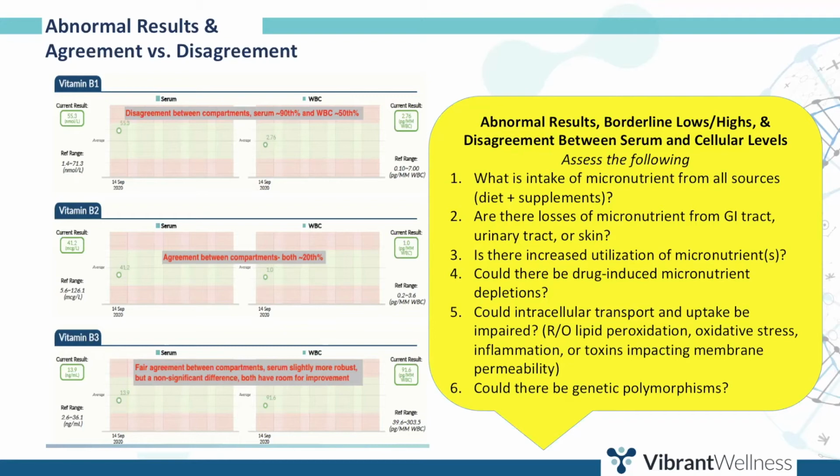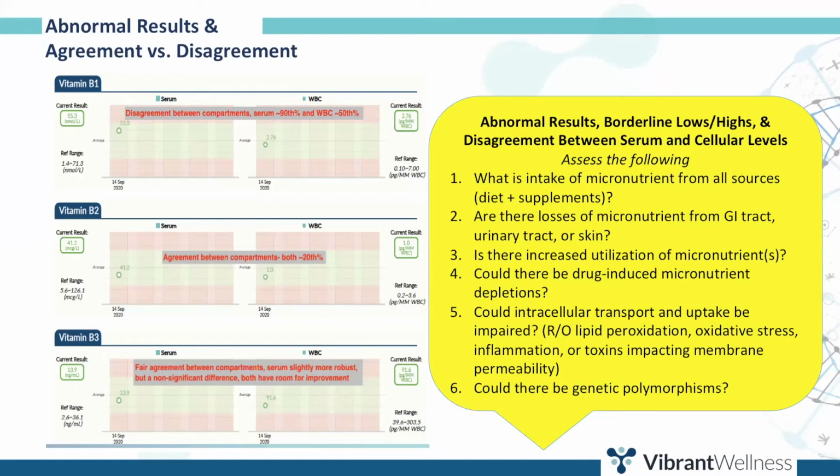And if we think about that lipid layer around our cells, all of our cells have that nice, beautiful fatty lipid layer. Well, it could be subject to oxidative stress. So you want to rule out lipid peroxidation, inflammation, toxins that could be impacting membrane permeability. And then you also want to consider, could there be genetic polymorphisms?